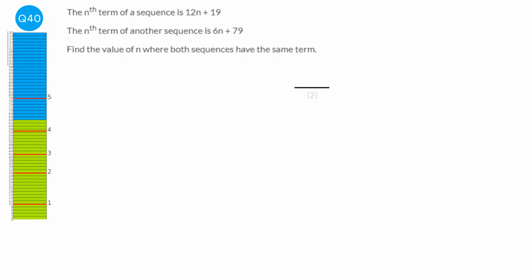So we're asked to find the value of n where both sequences have the same term. So I'm going to start off by equating both nth terms to each other, and then we can find the value of n which gives the same term.